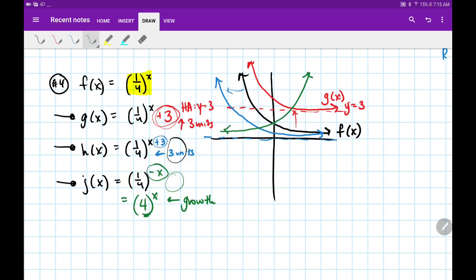So if you can recognize matching each of these, then you'll be great for today's quiz.